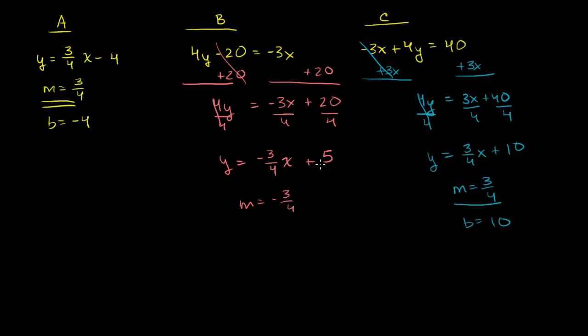So this line and this line have the exact same slope, 3/4, and they're different lines because their y-intercept is different. So we know that A and C are parallel lines, and B is not parallel to either one of the other two.